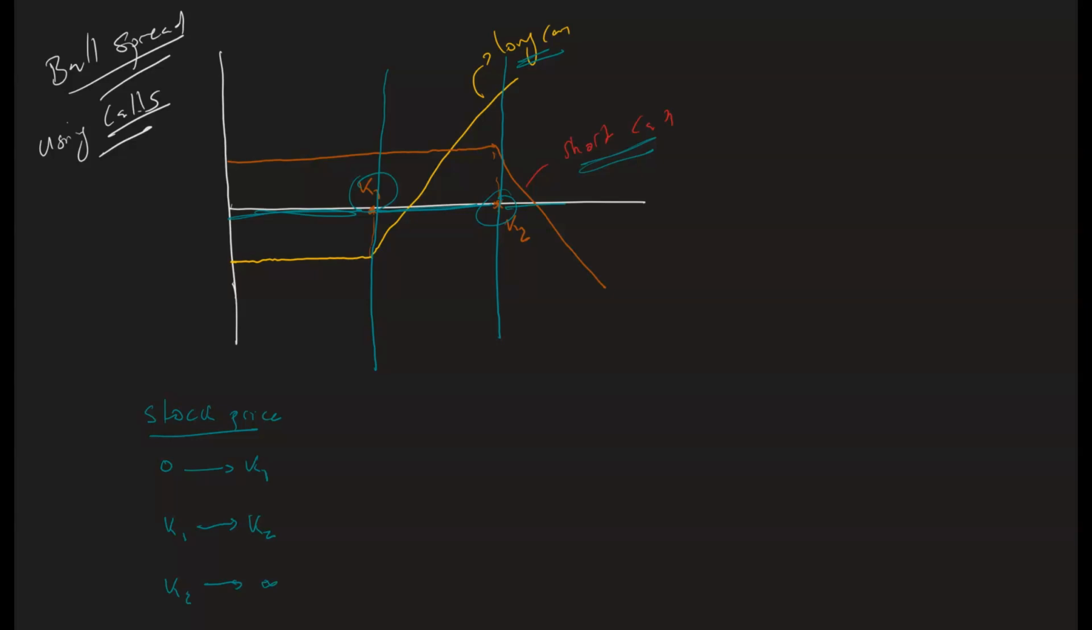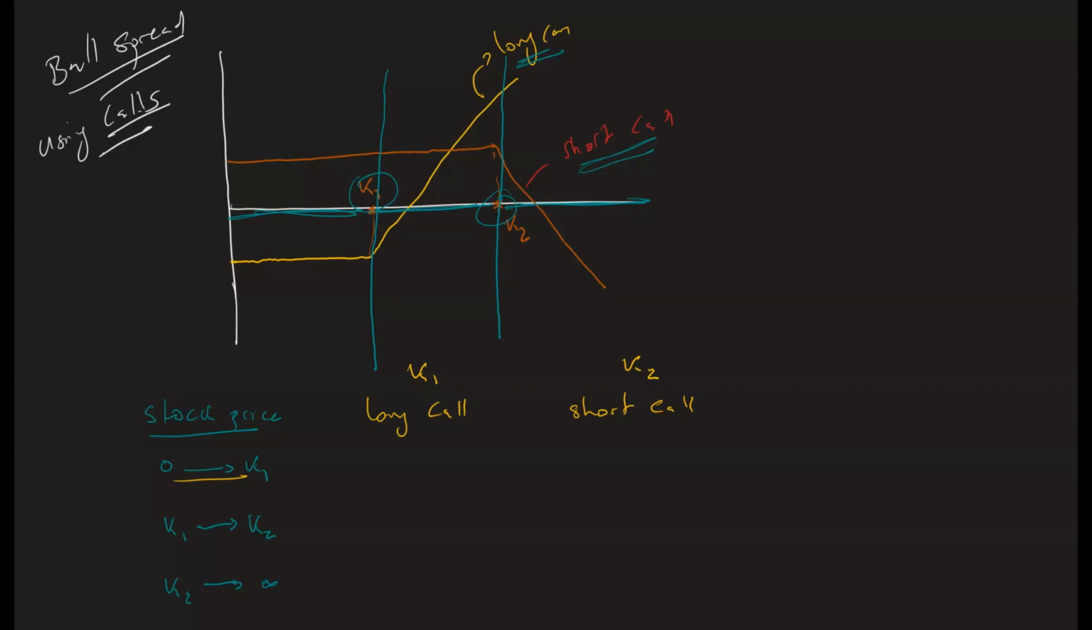So it can be over this last window. That's for the stock price itself. Now, what is the payoff of the long call if the stock price is between 0 and K1? Now, the long call has a strike price of K1, and the short call has a strike price of K2.